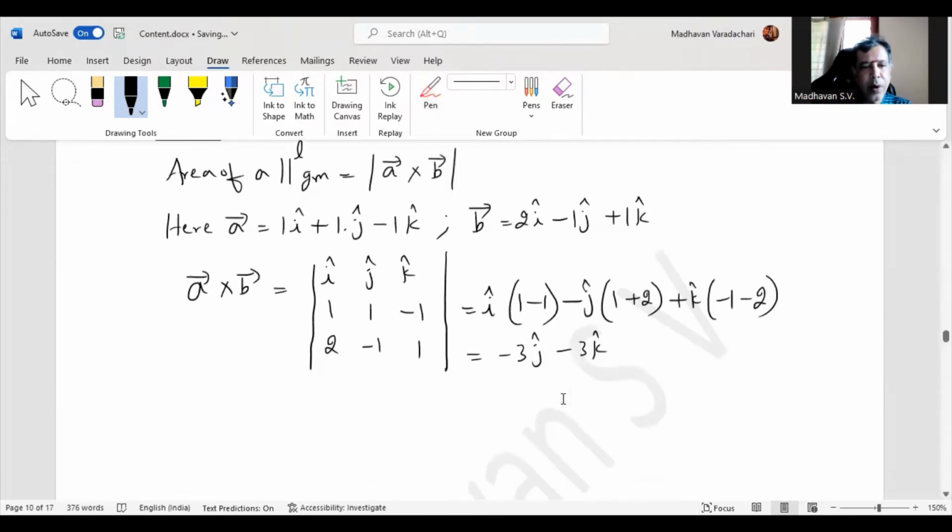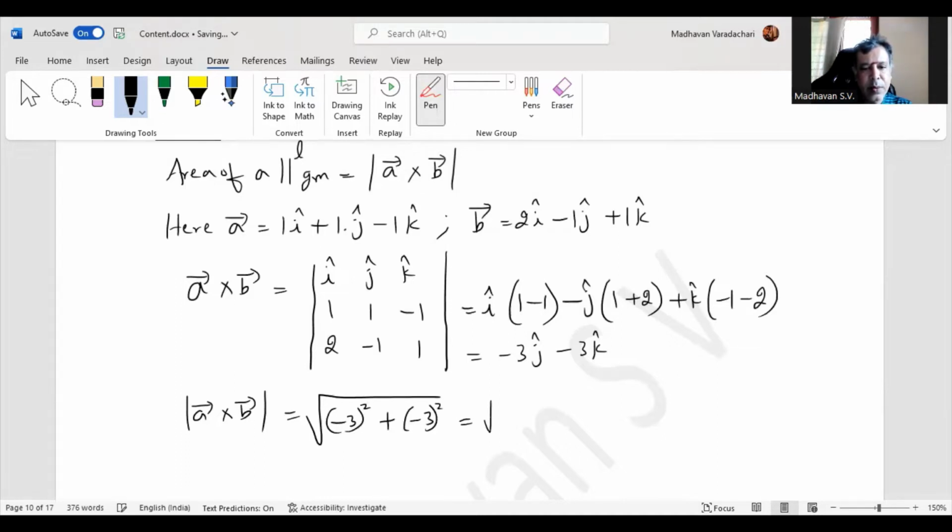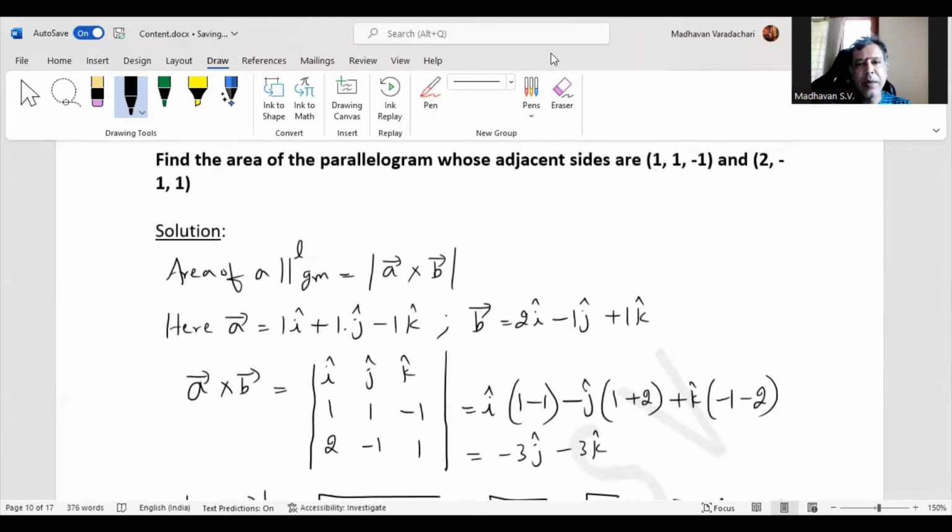Now the magnitude of A cross B will be nothing but the squares of the coefficients. Whatever we got in the cross product, we take the squares of the coefficients, meaning (-3) squared plus (-3) squared, which is square root of 9 plus 9, or square root of 18, which can be written as 3 root 2 square units. So that is the solution for this particular problem.